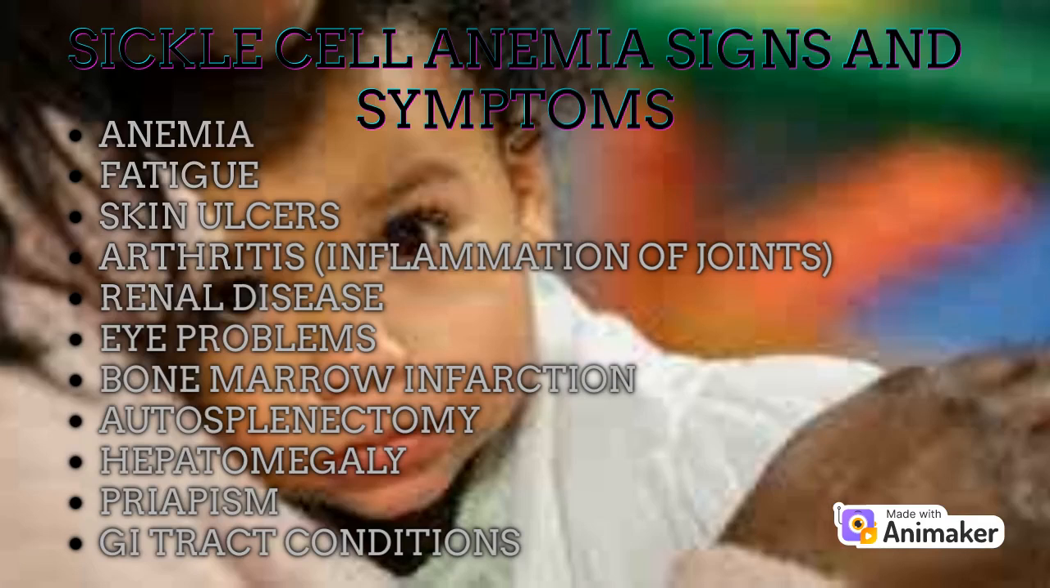Sickle cell anemia signs and symptoms. Anemia. Skin ulcers. Arthritis, inflammation of joints. Renal disease. Eye problems. Bone marrow infarction. Autosplenectomy. Hepatomegaly. Priapism. GI tract conditions.